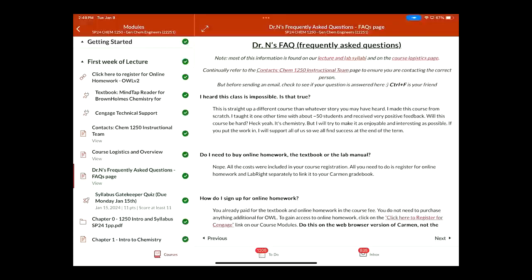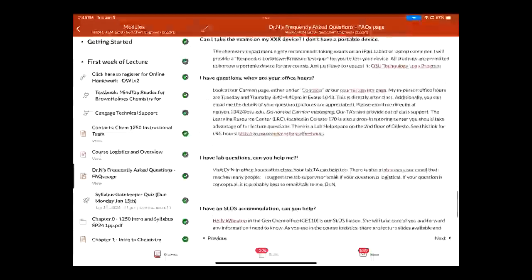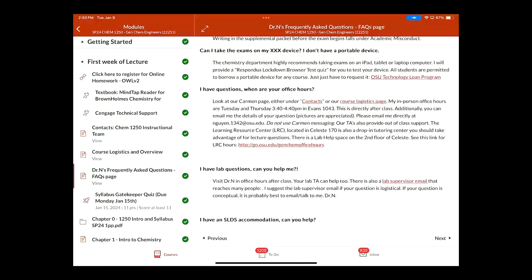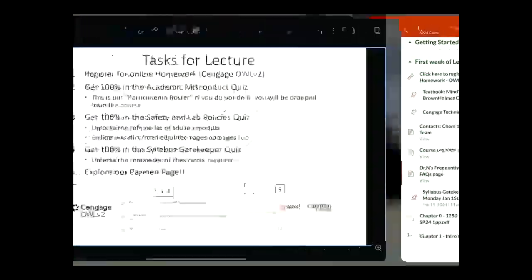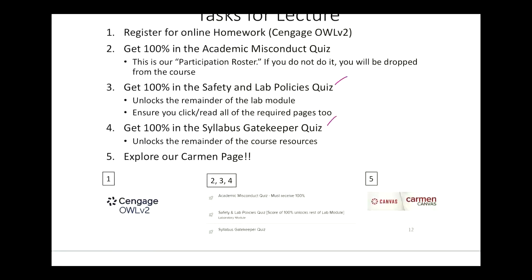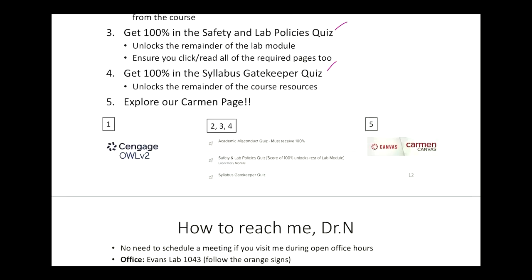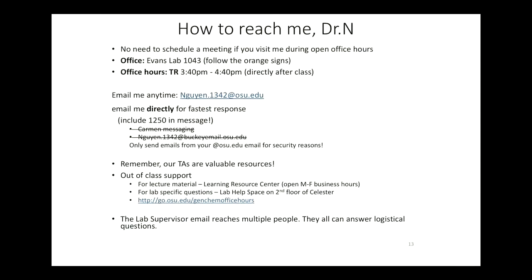Control F, control find, is your friend here for you to find any question you may have, with the appropriate links to where to get that answer. So before you send an email, just check if it's on there, but of course I'll answer any question you may have. But probably it's on our Carmen page. We're pretty good with our Carmen pages.